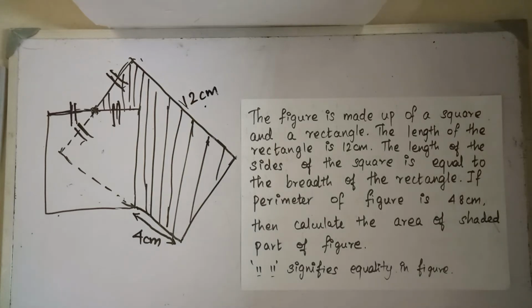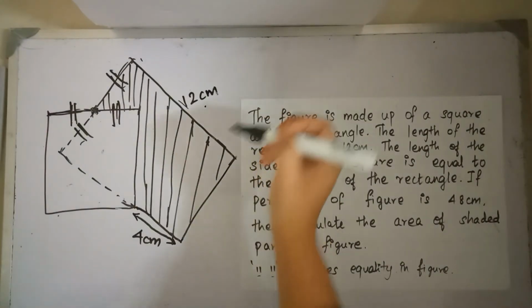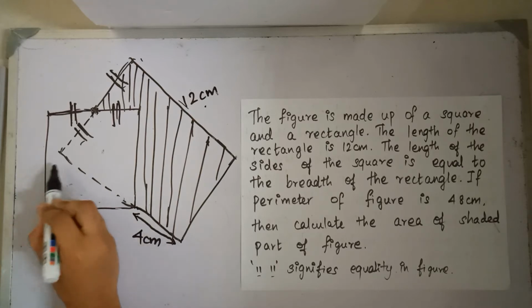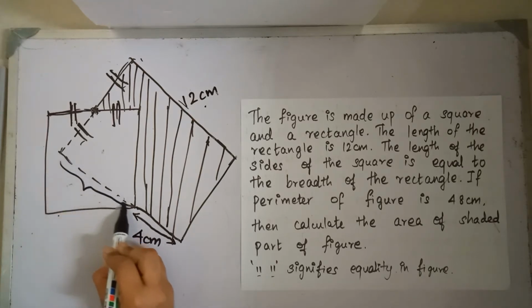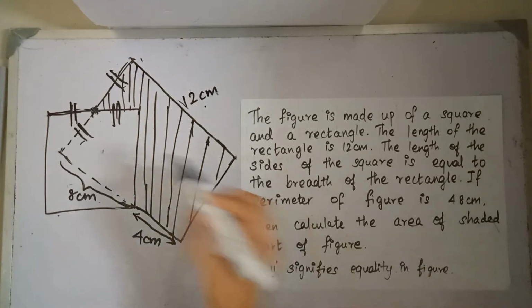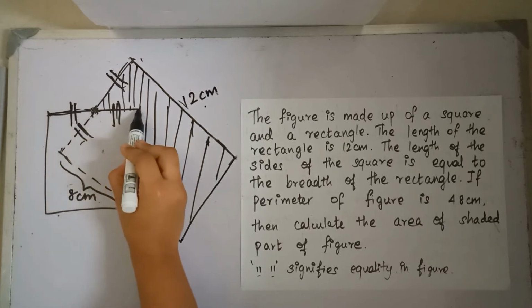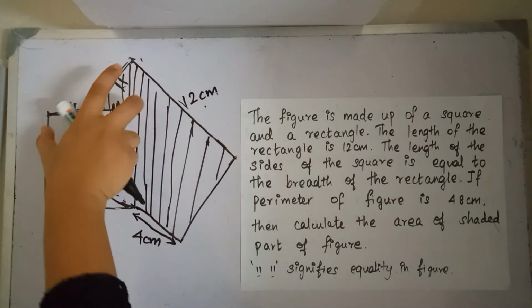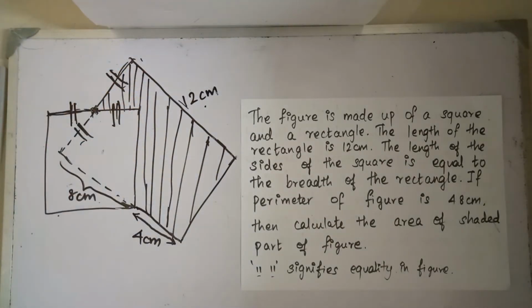Okay, so how do we do this question? Now we know that this side is 12 and this is also the length. So this whole thing should be 12, and since this is 4, this will be 12 minus 4, which is 8 cm. Okay, so this is all the information that we have. We also know that the length of the square is equal to the breadth of the rectangle. So this part and this part are equal. How do we proceed from here?